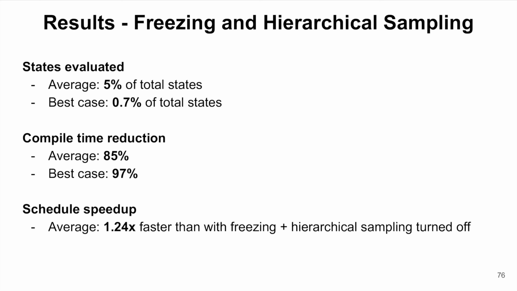Now let's look at some results. Using the freezing and hierarchical sampling, the number of states that are evaluated is greatly reduced. For the test set, on average, we evaluate 5% of the total states, and in the best case, fewer than 1%. And this reduces the compile time by an average of 85% and up to 97% in the best case. The reduction in the number of states evaluated is larger than the reduction in compile times because memoization reduces the marginal cost of more state evaluations. And the schedules that are produced are on average 1.24 times faster with hierarchical sampling and freezing than without.